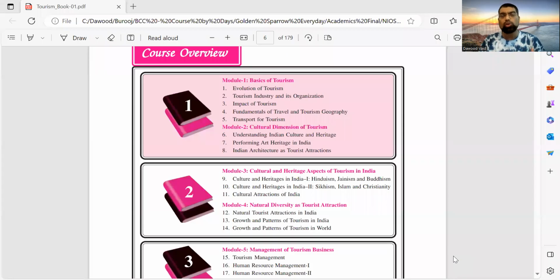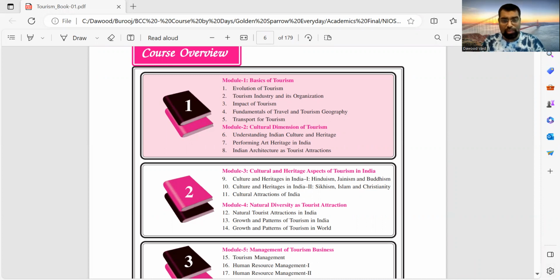Hopefully, we will teach you the entire book in a very simple, easy manner for you to be able to understand, take the subject ahead, and also improve and make this a scoring subject in NIOS. This is a subject one of my students had chosen, and I'll quickly give you an overview of the course.